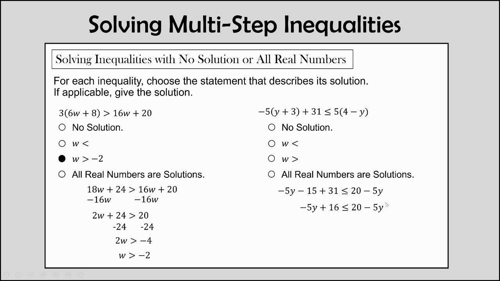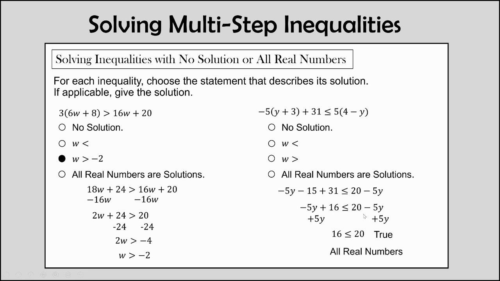Now I got a variable term on each side of the inequality. So I'm going to eliminate this one by adding 5y. And hopefully you see this negative 5y plus 5y is 0. This negative 5y plus 5y is 0. So what's happening is my variable terms have canceled out. Now it's all about this statement. Is 16 less than or equal to 20? True or false? That's true. 16 is less than or equal to 20.